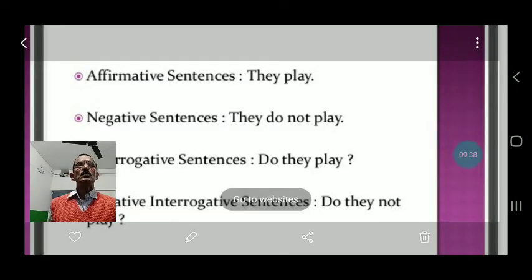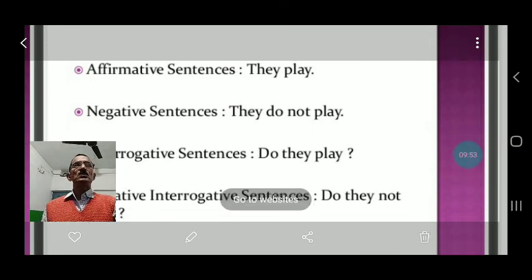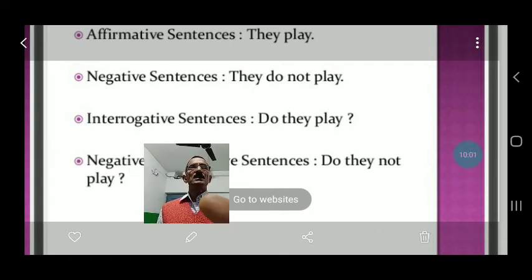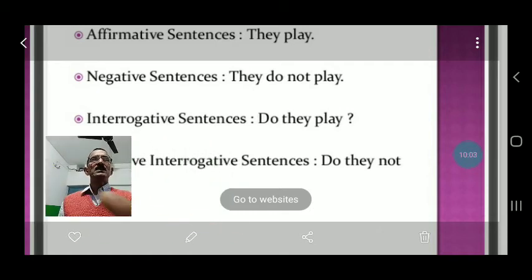Here you have to know about the kinds of sentences. If it is affirmative, they use subject plus verb 1: they play. And if it is negative, they do not play. If it is interrogative, then do they play? And if it is negative interrogative, do they not play? So here you can understand like this.